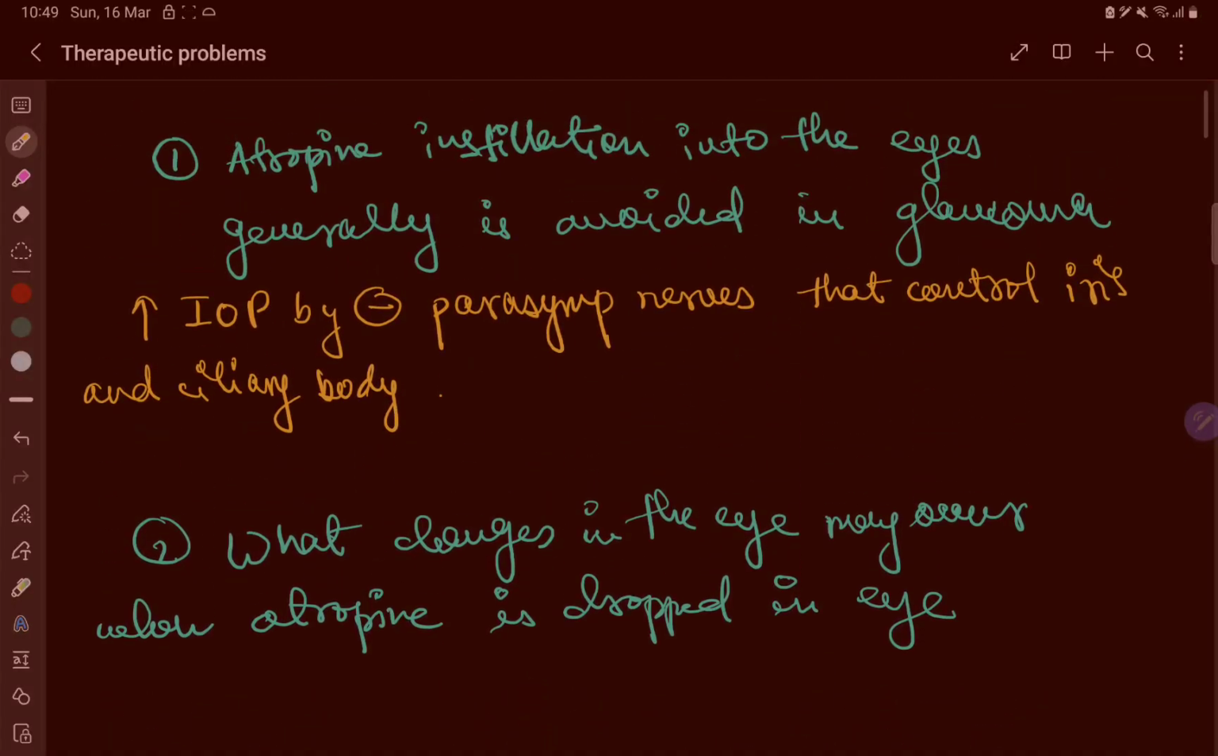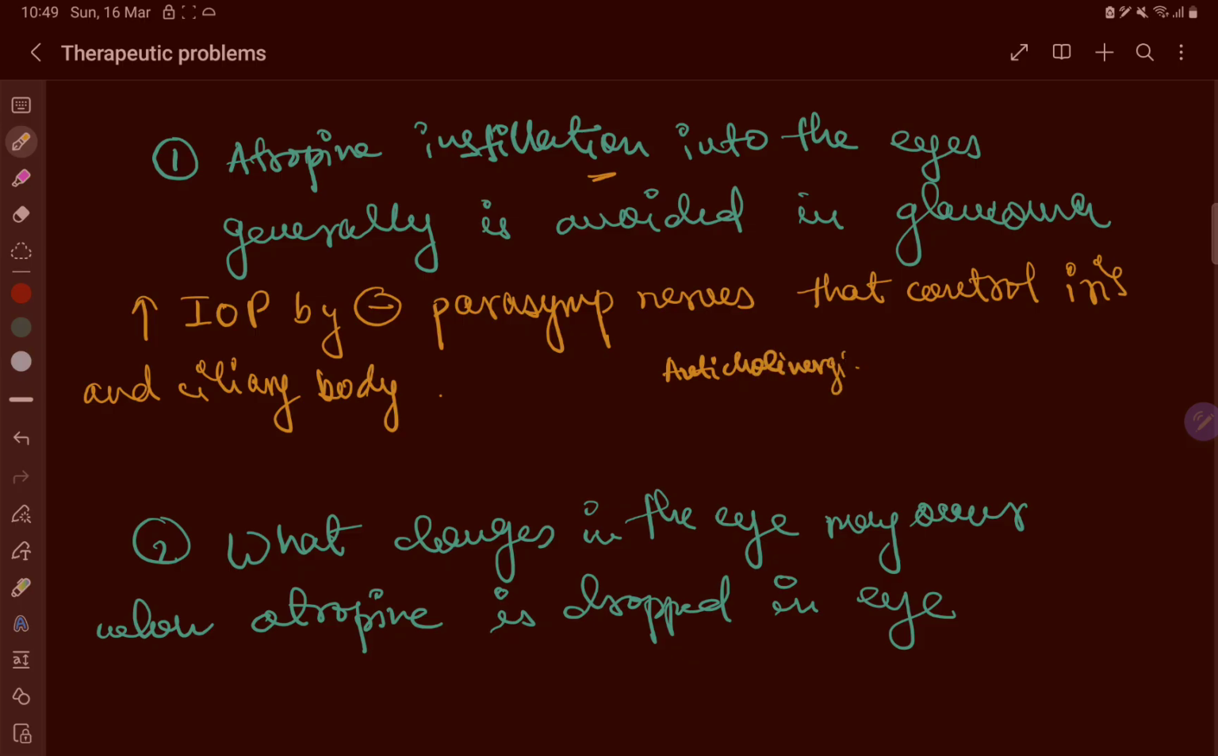Hello, this is a series of therapeutic problems, better known as explain why. So, the first is the atropine instillation into the eyes generally is avoided in glaucoma patients. So, what is atropine? Atropine is an anticholinergic medication.